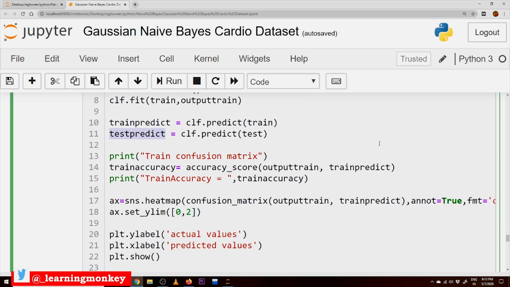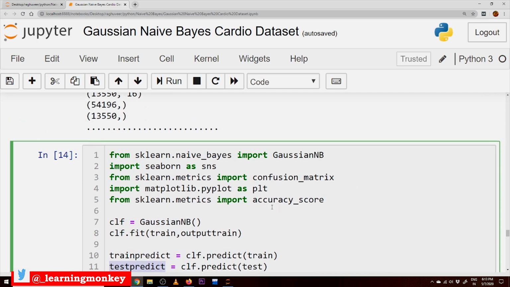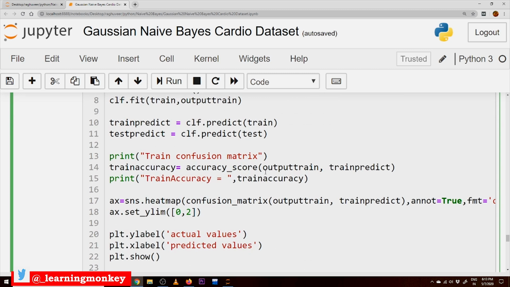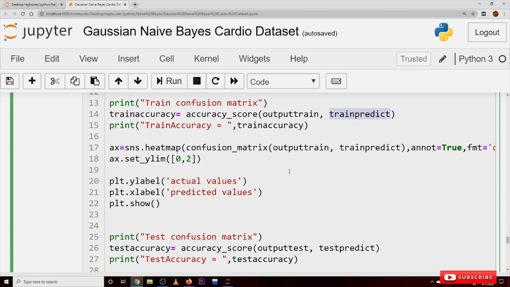Now we have to calculate the accuracy. The general accuracy is calculated as the total number of correctly predicted data points divided by the total number of data points. To calculate this accuracy, we use a method called accuracy_score. For this, we give as input the actual data outputs and the predicted data outputs, so that it calculates the accuracy. And then we display the confusion matrix for the predicted outputs.